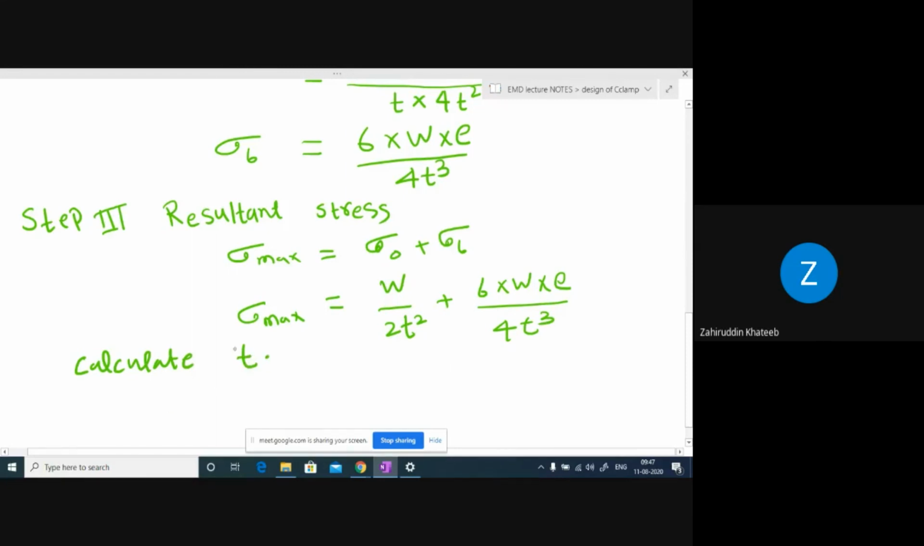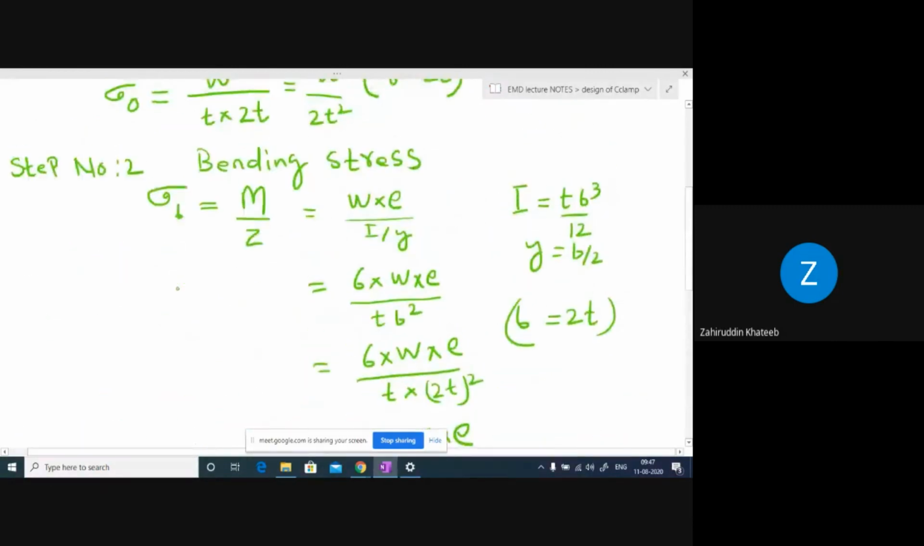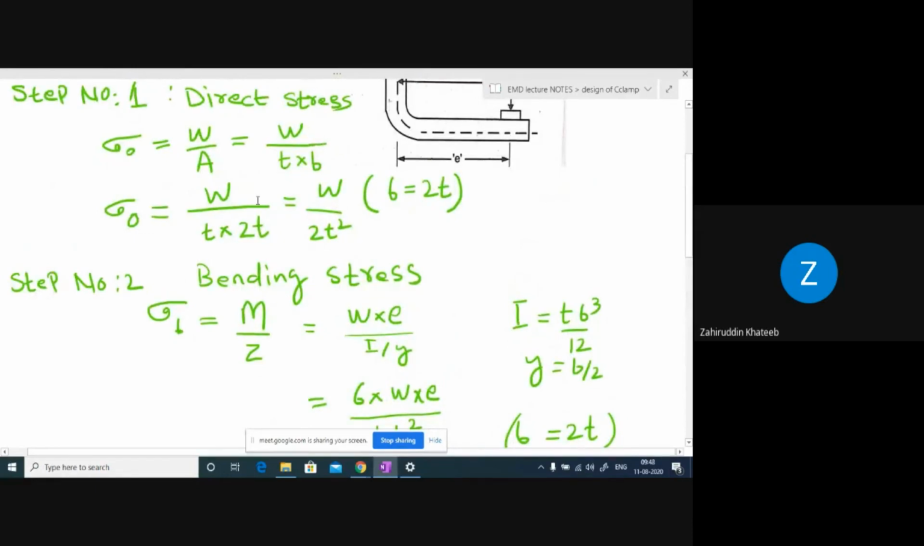Okay, if we get T, then we have the relation that B is equal to twice of T. So we will get B. Now in this design procedure, we only have to calculate these two parameters. Which are they? B and T.